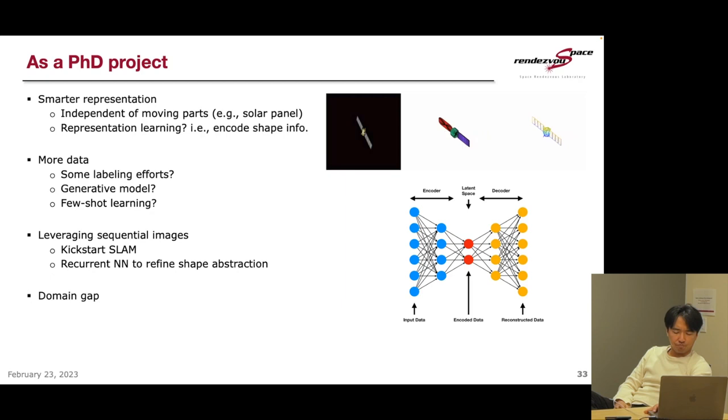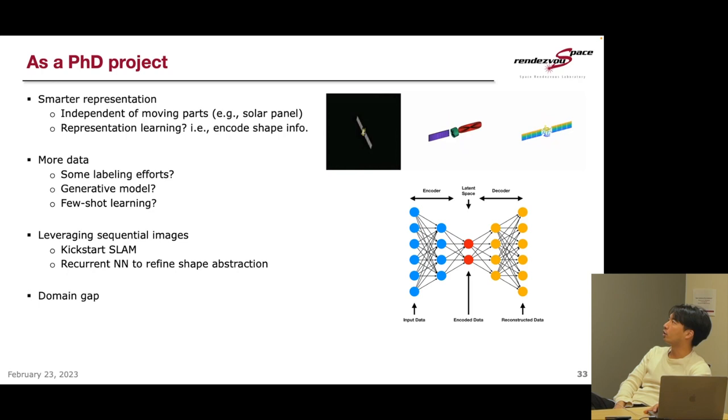And if we have more data, maybe we can do some sort of representation learning, which means instead of all these explicit superquadric sizes and shapes and all these explicit parameters, try to encode it in the same way that our Apple phone encodes people's faces into some latent space so that it can actually detect people's faces for unlocking your phone.